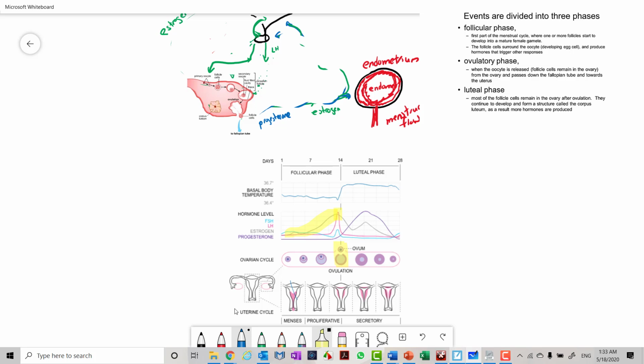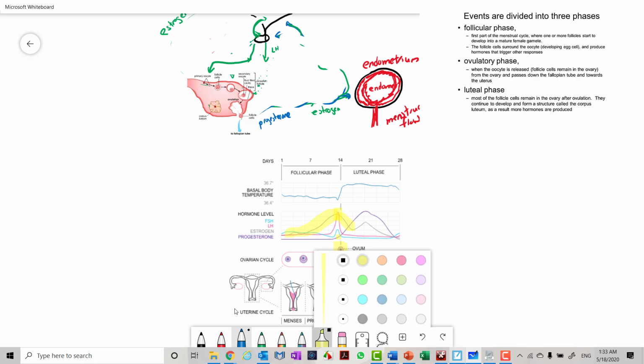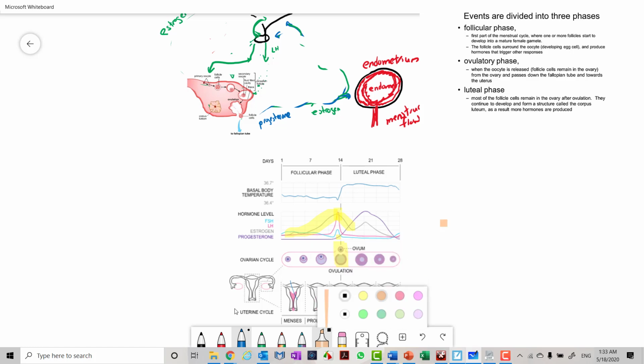And after this, the follicle now transforms into the corpus luteum. The corpus luteum also releases estrogen, which you can see, right? But the estrogen level's gone down slightly. That's because the follicle released more estrogen than the corpus luteum does. But it still releases estrogen. But more importantly, the progesterone level here, notice how it goes up. That's because the corpus luteum releases progesterone.